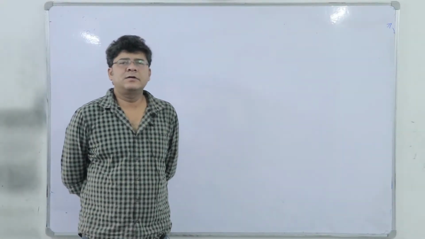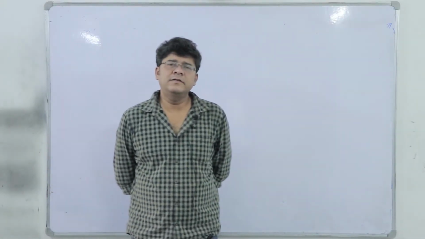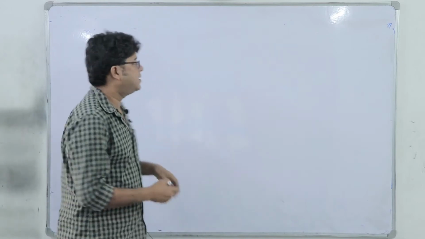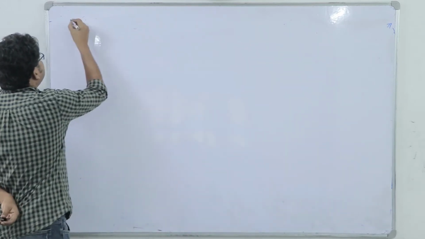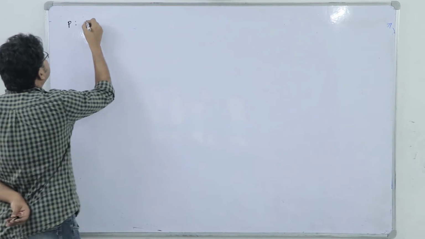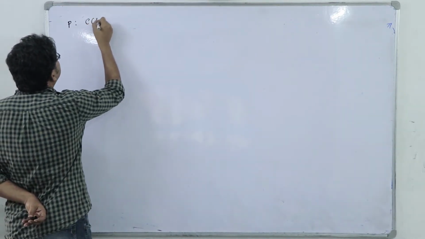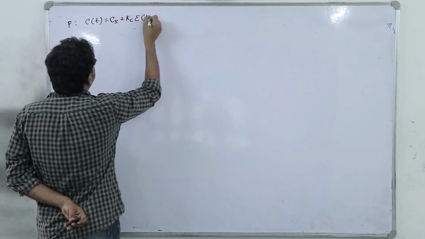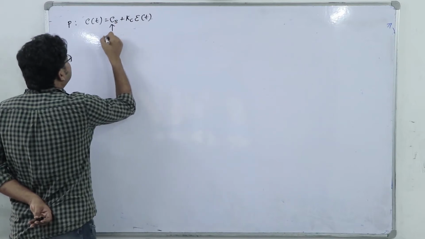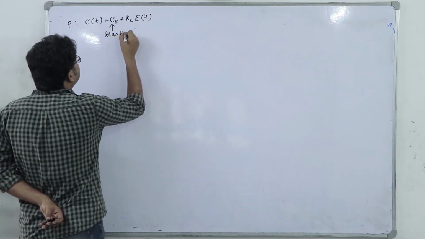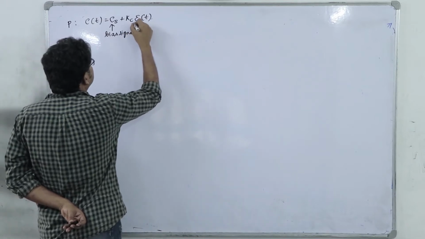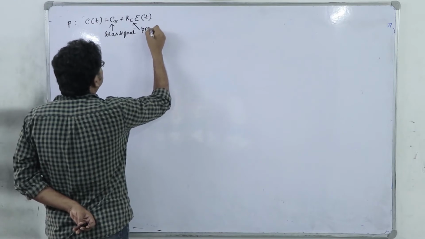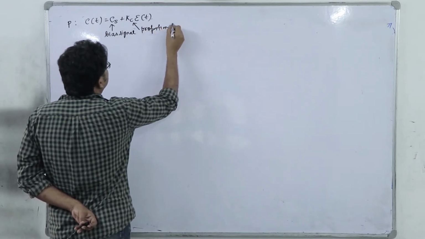So, we have discussed the transfer function of the controllers and its time domain input-output relationship. Let me repeat that once again. For the P controller, the relation in time domain is C(t) = Cs + Kc ε(t). So, this is the bias signal and this Kc is the proportional constant.